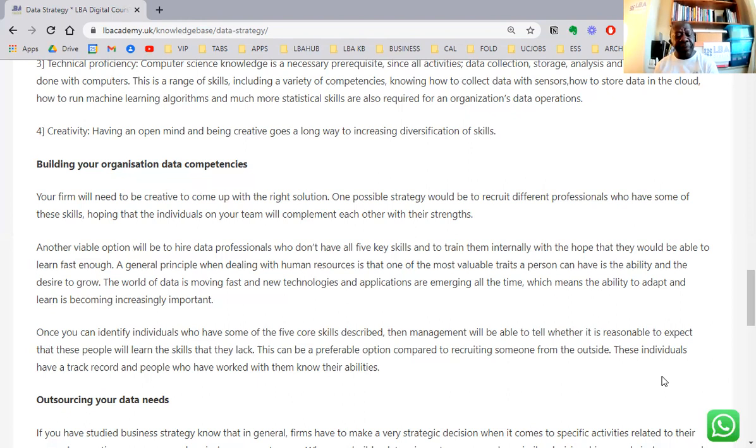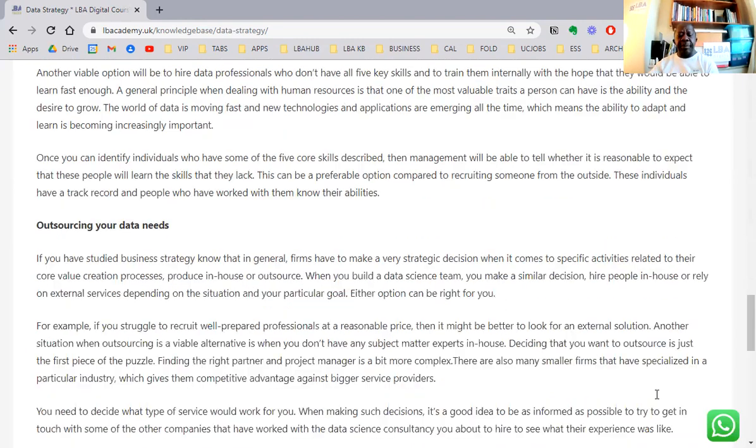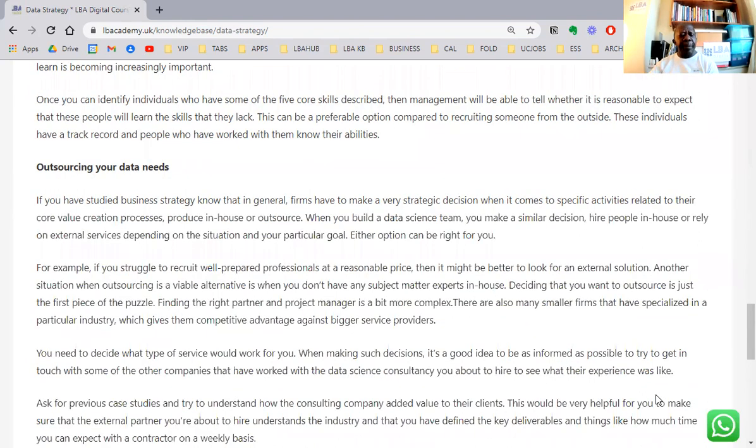Once you can identify individuals who have some of the 5 core skills described, then management will be able to tell whether it is reasonable to expect these people will learn the skills that they lack. This can be a preferable option compared to recruiting someone from the outside. These individuals will have a track record and people who have worked with them know their abilities. Keep it simple, keep it in the business.